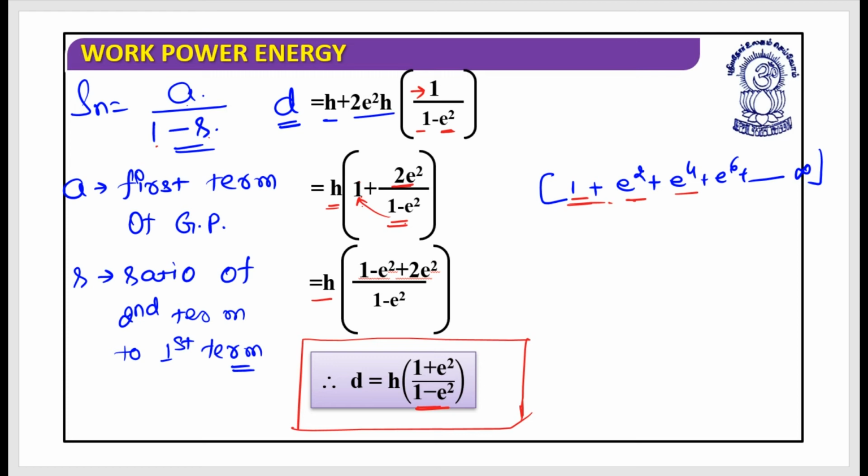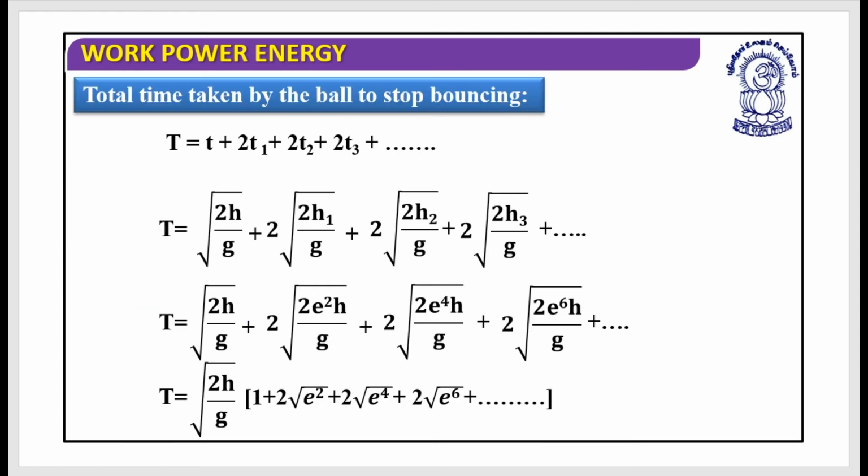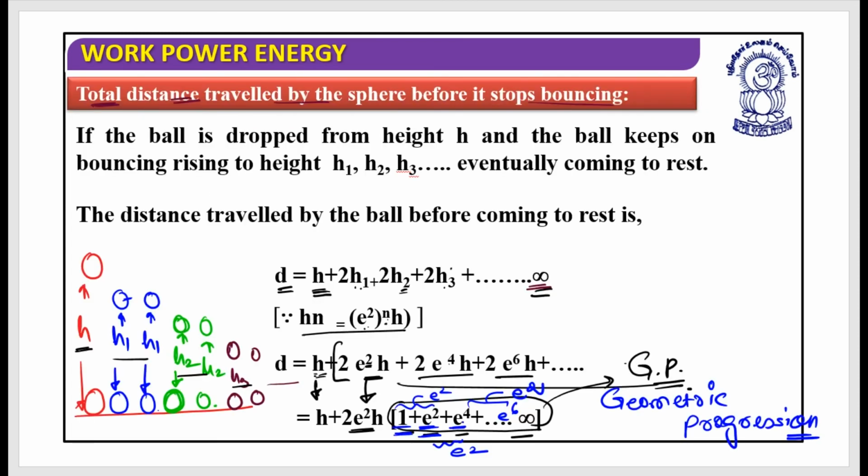So now let's suppose someone asks me what would be the total time taken by the ball to stop bouncing. It is the same case as when we decided that it is initially dropped from this height, and from this h1 again moving with h1 and h2, h2 and h3, and onwards.